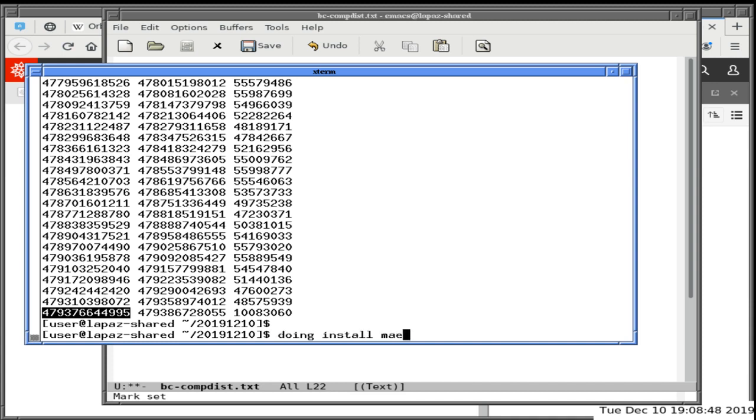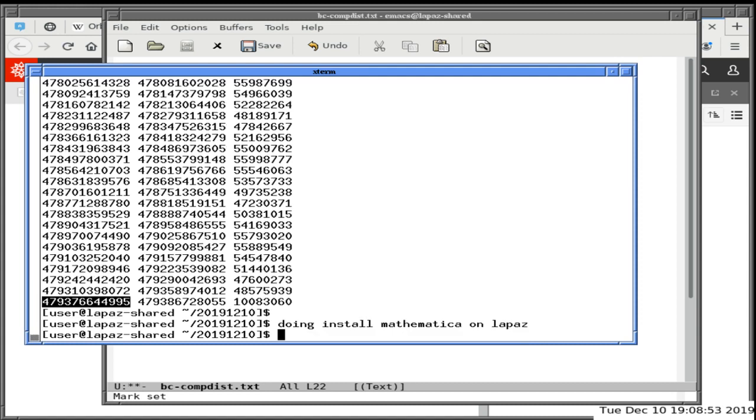I'm going to check to see what my license allows me to do and see if I can install Mathematica here. I think I'm allowed to. I don't know, but I'll check. And there's also a technical issue of how to do it if I'm allowed to do it.